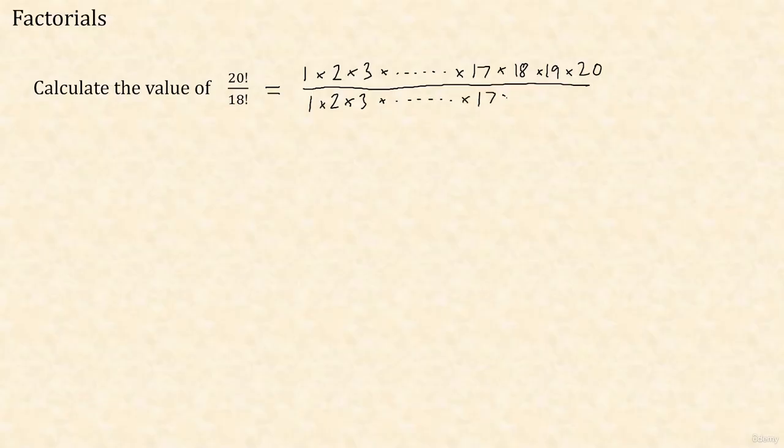So what you can see here is that there's loads of numbers that cancel. We can cancel the 1, so that doesn't really make a difference, but we can do it. We can cancel the 2s, we can cancel the 3s, we can cancel all of the numbers represented in the dot, dot, dots, we can cancel the 17s, the 18s, and the only 2 numbers that survive are the 19 and the 20 on top. And 19 times 20 is 380. So you see we can actually find the value of that nice and easily without using a calculator.